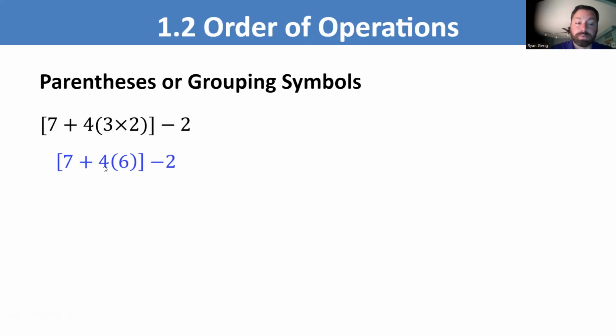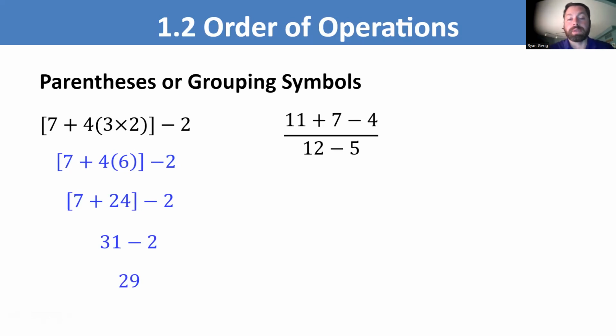4 and 6, that's multiplication. 7 plus 4, which one do we do first? Multiplication or addition? It is multiplication. 4 times 6 is 24. Then we add the 7 to simplify inside the bracket to 31. And then the last thing we do is subtract the 2, which gives me 29.